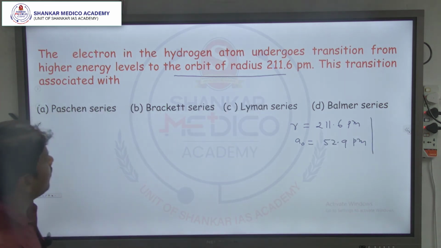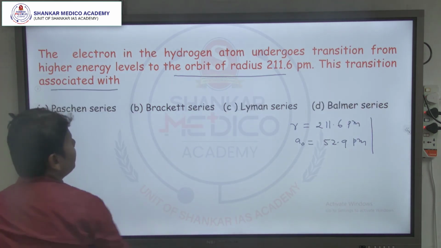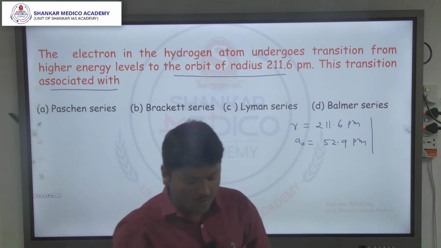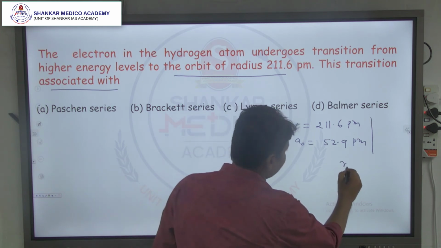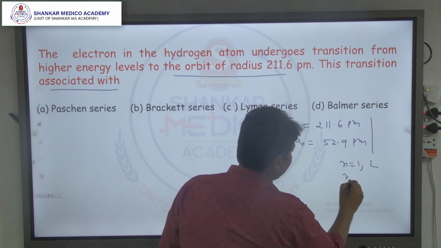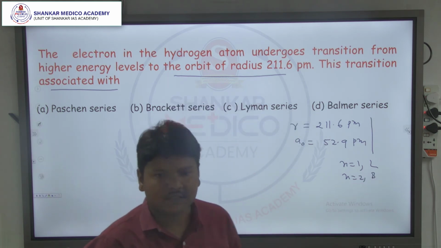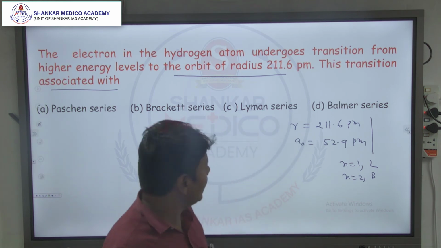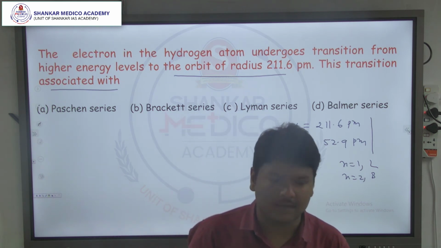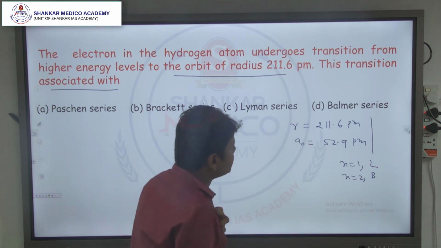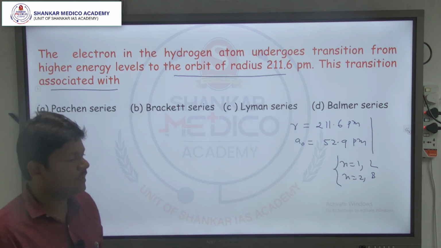Then what they are asking is, this transition is associated with what kind of series? As I already mentioned, if n is equal to 1, it is the Lyman series, n equal to 2 is going to be the Balmer series, n equal to 3 Paschen, and so on. We evaluate the type of series of spectrum present in the hydrogen atom. So, our aim is to find the n value. If you know the n value, you can easily predict what kind of series it is.